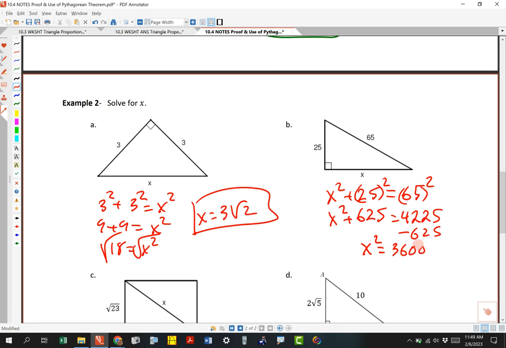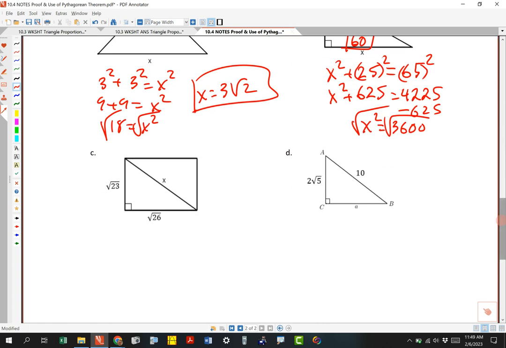Sure, that's a big number. What's the square root of 3,600? 60. So this side right here would be 60. Okay? All right. Last little bit.